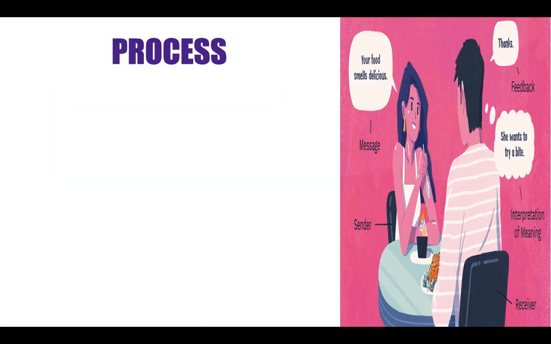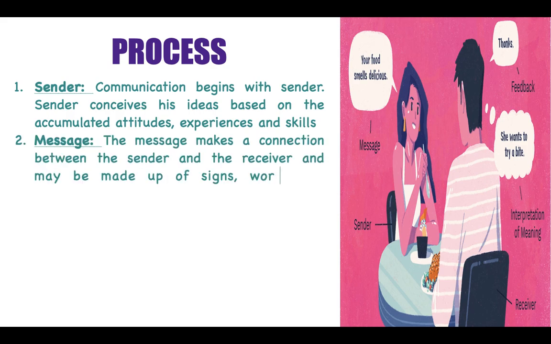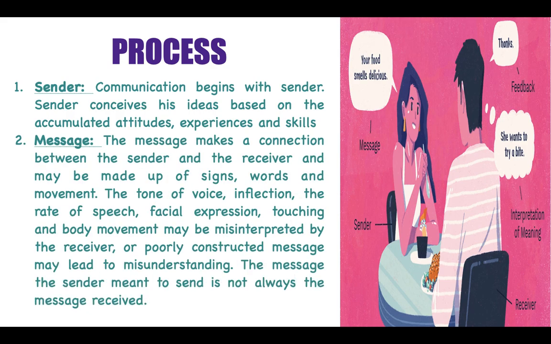Now, when we talk about the process of communication, we have to look at all the 6 elements also. So, what exactly is the sender? So, the sender is the person from where the communication begins. So, you can see in this picture, you have a girl and a boy, and the girl is the sender in this particular case, and she sends the message that your food smells delicious. Now, this was the message being sent or encoded by the girl.